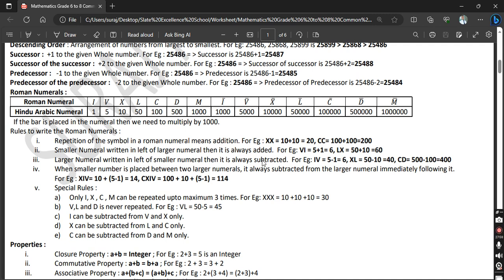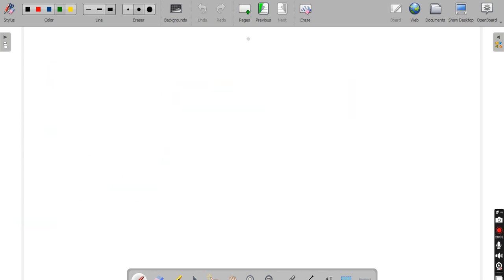Before moving to the next, I have a small assignment. I request you to complete this. Let me check how many of you understood. What is a successor? Suppose I need to find out the successor of 3999. What is the successor of this? You can pause the video and you can tell me, or you can note it down. What will be the answer?